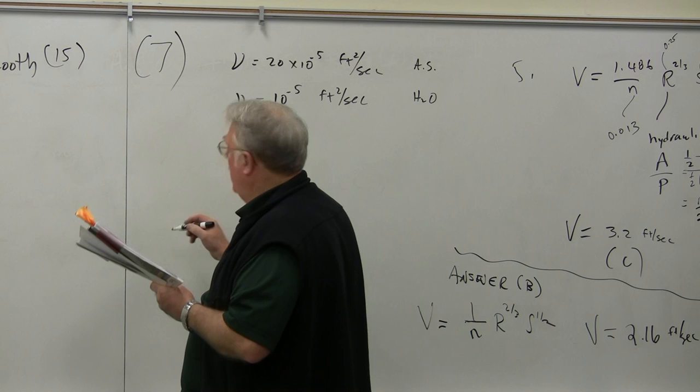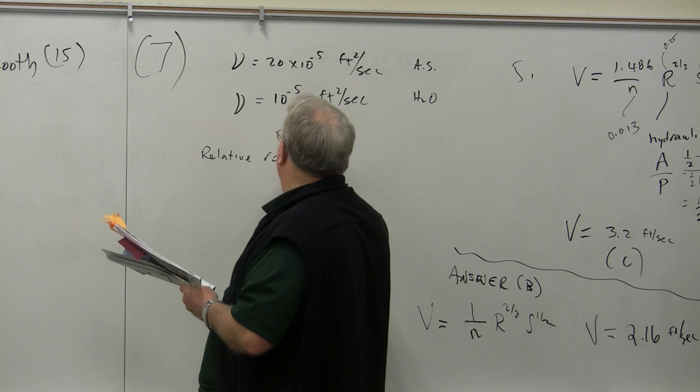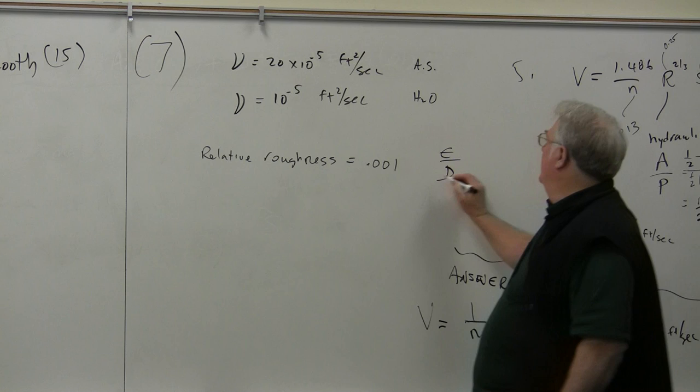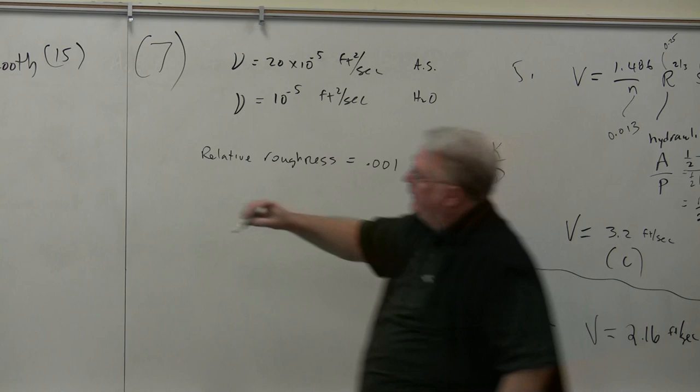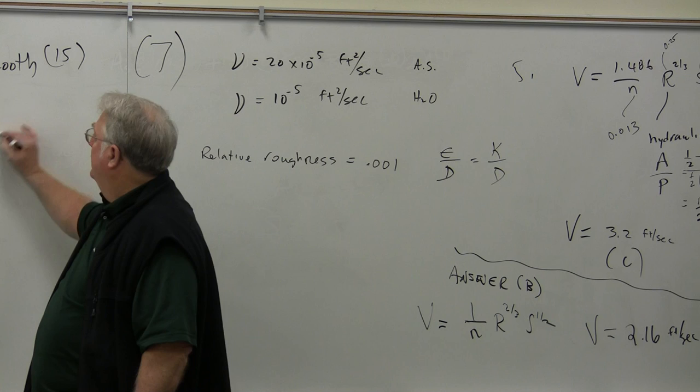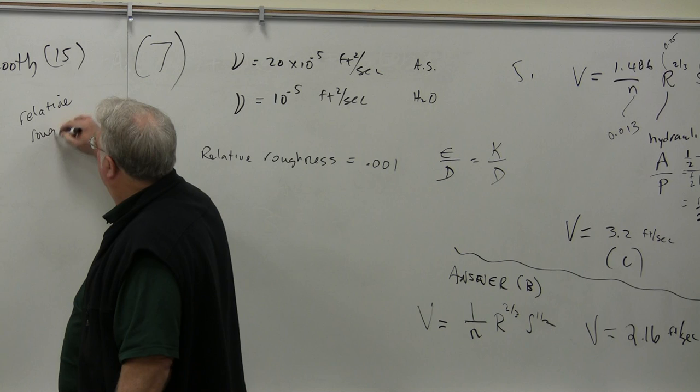So the relative roughness is 0.001. This is epsilon or K over D. This is what goes on your Moody diagram. There's another y-axis. This is your relative roughness. That's where you go into the curve over there.